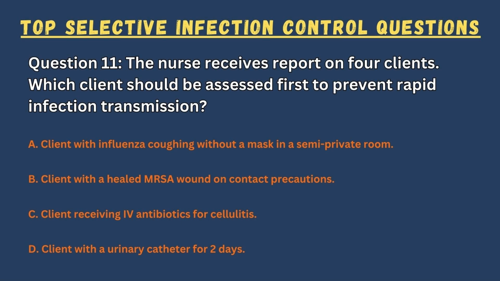Question 11. The nurse receives report on 4 clients. Which client should be assessed first to prevent rapid infection transmission? A. Client with influenza coughing without a mask in a semi-private room. B. Client with the healed MRSA wound on contact precautions. C. Client receiving IV antibiotics for cellulitis. D. Client with a urinary catheter for 2 days.